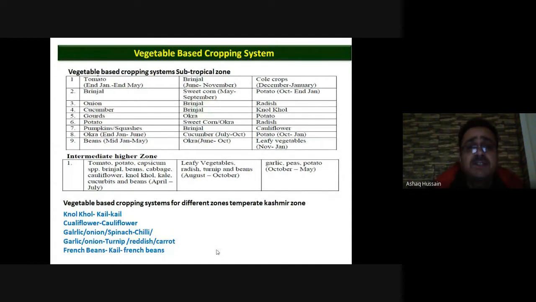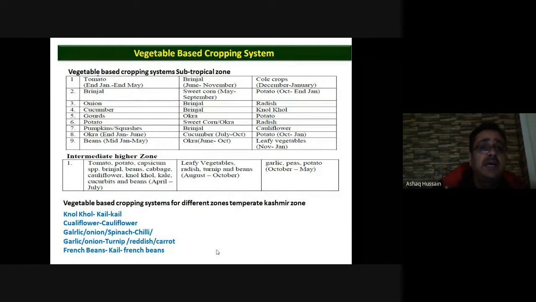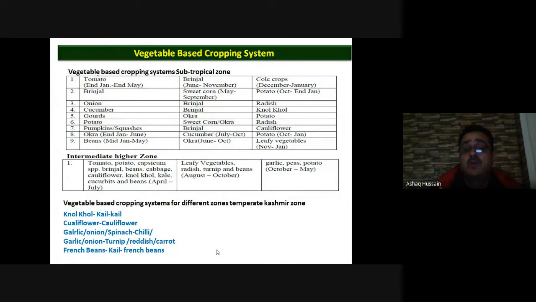Then what are the different types of vegetables that we grow in Jammu province or the intermediate region, and then the Kashmir Valley? In Jammu province, we have three growing seasons of vegetables. One is from January to May, then from June to November, and December to January. During January to May, we grow tomato, onion, cucumber, gourds, and potatoes. Then during June to November, in Jammu province, we grow brinjal, okra, sweet corn, etc. And during the cold season, December to January, they grow potato, radish, knol khol, cauliflower, and other leafy vegetables. Sometimes we import greens from Jammu or the Kashmir Valley also.